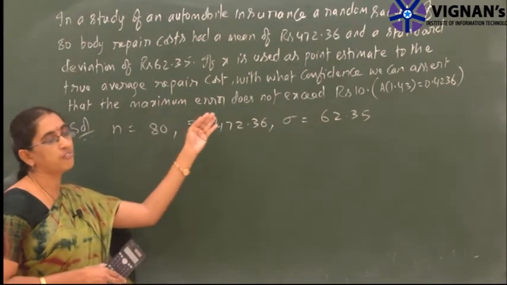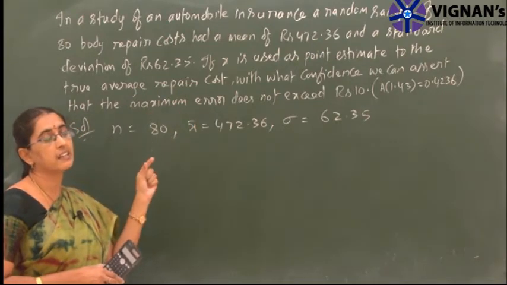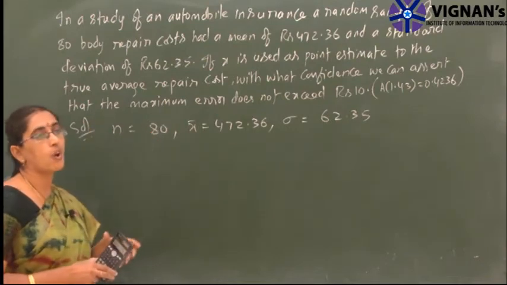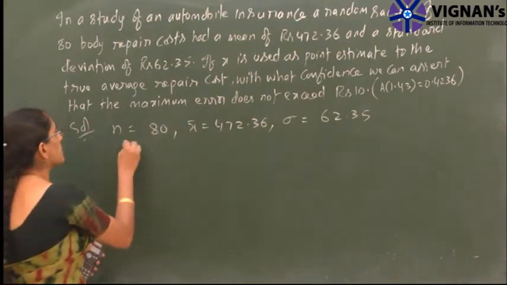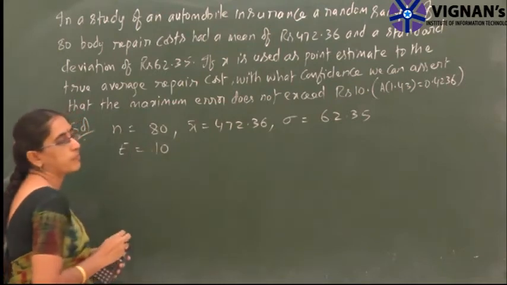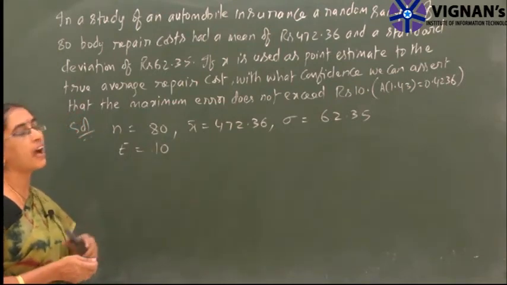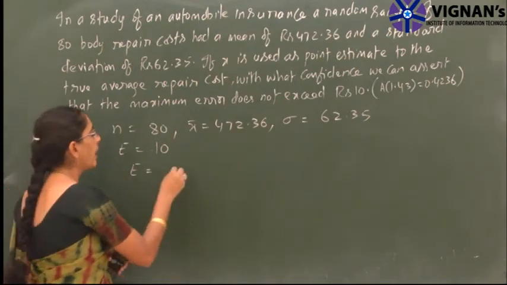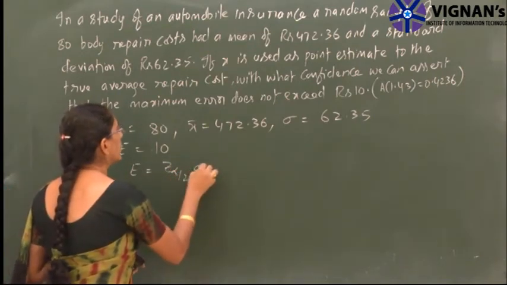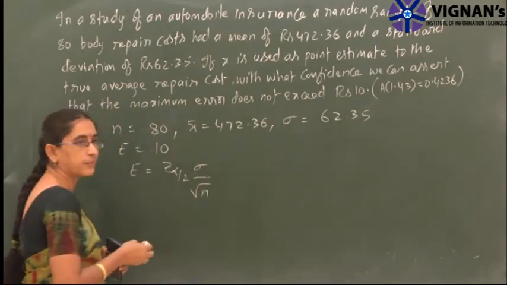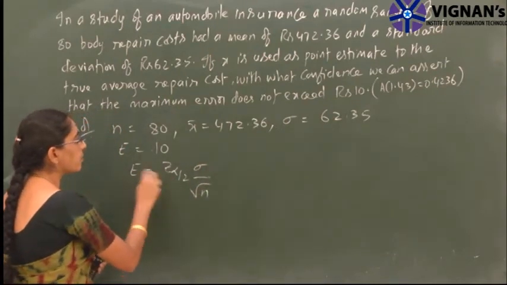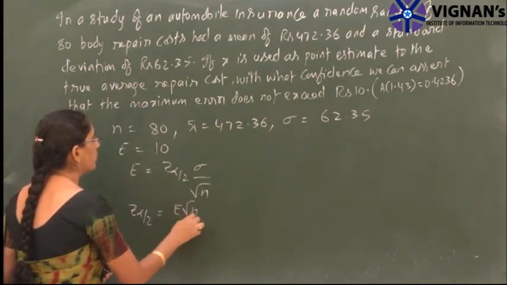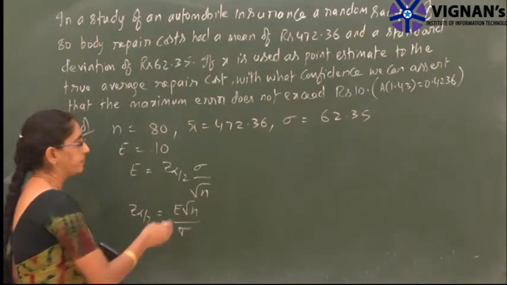So with what confidence means they are asking you to find the alpha value here. If the maximum error does not exceed rupees 10, that means the error is given as 10 rupees here. Now to find the alpha value, we know the formula for maximum error of mean as z alpha by 2 into sigma by root n, right? So from this, what is z alpha by 2? Z alpha by 2 is e into root n by sigma, if you just cross multiply this.